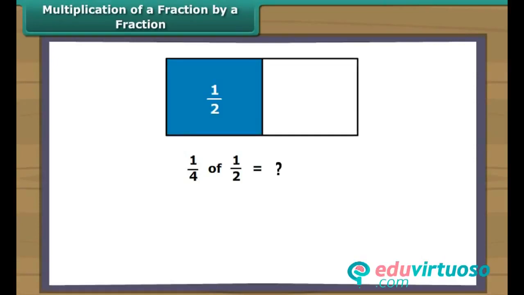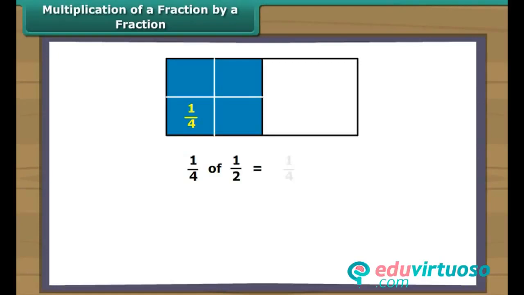Multiplication of a fraction by a fraction. Let us now learn how to find the product of two fractions like 1/4 of a half. The shaded portion in the figure represents half of the whole part. Taking out this part and dividing it into 4 equal parts, we get a figure in which each part represents 1/4 of a half.